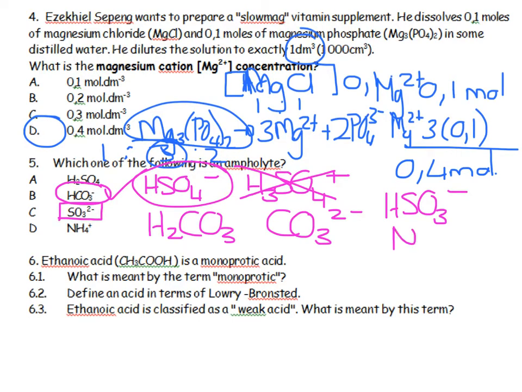We can get NH3, or we can get NH5+. That's not on our list of ions. We've never seen that in our lives, so that doesn't seem likely either. So we've only got one ampholyte there.